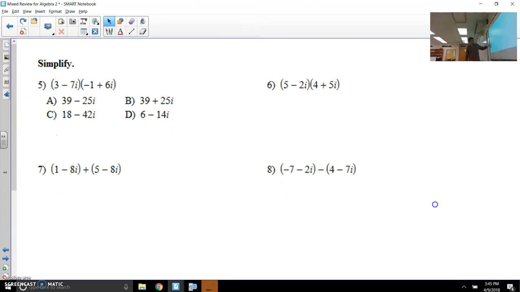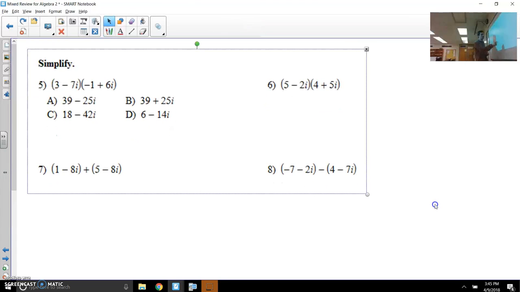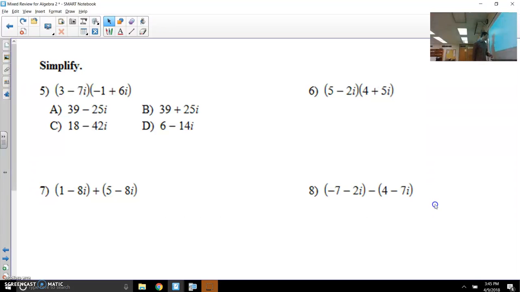A lot of the problems that we talked about today were complex. That's going back to one of the very first chapters in Algebra 2. And so we have to understand that when you multiply these together or when you add or subtract, we've got to really knock down that form of a plus bi. a is your real number and b is your imaginary number, and that's where all of your answers simplify to. So let's talk about the first one.